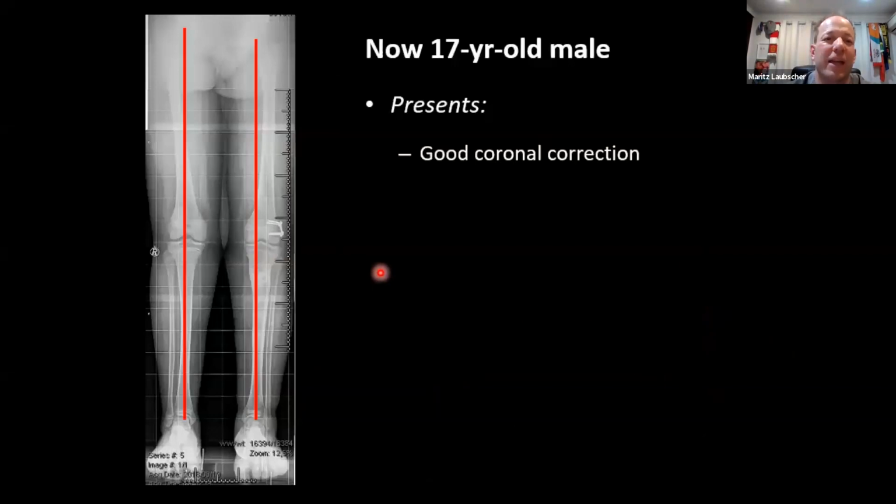And this is him at the end of correction with a similar mechanical axis, and he might still get a little bit of correction in this distal femur. Anyone notice anything on this long leg view?